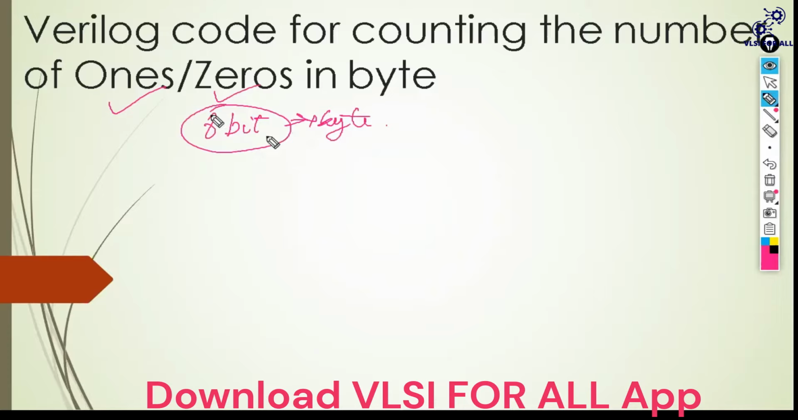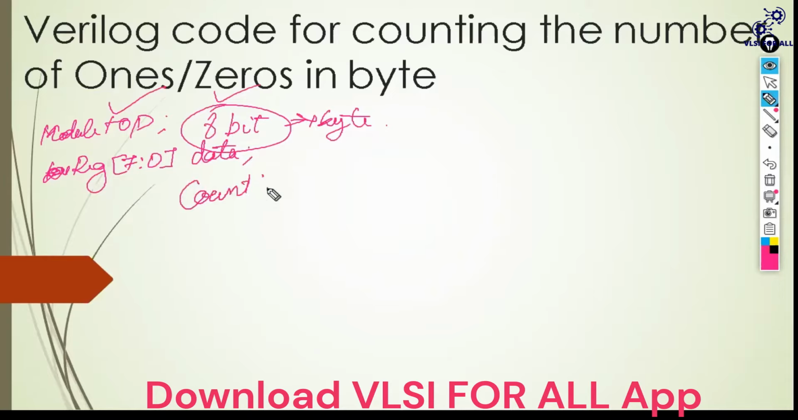In order to find the number of ones or zeros in the 8 bits, first we need to declare module top. Now we need data. In Verilog there is no bit type, so we need to use reg [7:0] data. Then, in order to count the number of ones, we need a variable to store the number of ones or zeros present in that data. So I am taking a count variable, which is also a reg data type.